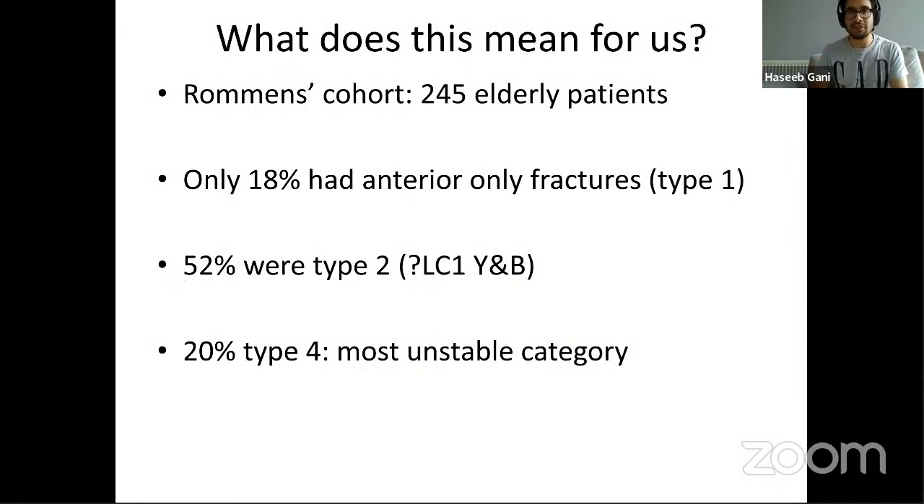His classification was based on 245 patients, and you'll be surprised that only 18% of these had type 1 or isolated anterior ring fractures. So when you see an old person with a ramus fracture or bilateral ramus fractures, before you label them that, be careful that you ensure that you have excluded posterior injuries. Most of his patients, more than about 50%, belong to type 2, which, if you equate it with Young and Burgess, are basically LC1 fracture patterns. And a fifth of them belong to type 4, which are very unstable and need fixation.